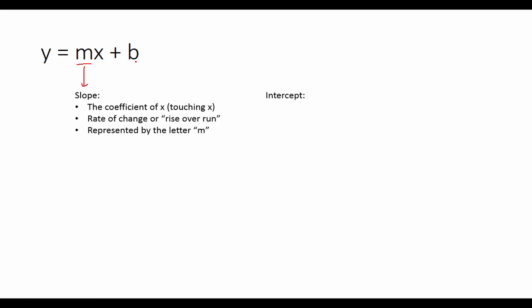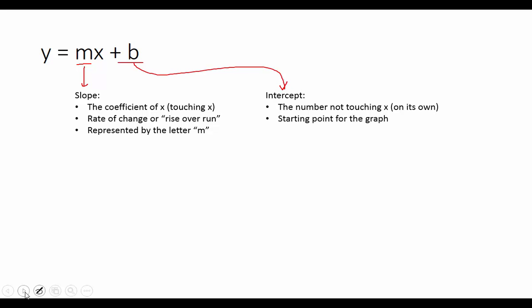The other number here, this guy that's on his own, is called the intercept, technically the y-intercept. And that's the number that's not touching x in the equation. It's always going to be whatever is not touching x. It's the number on its own. It's your starting point for the graph, and we'll talk more about that in a later video, and it's typically going to be represented by the letter b.